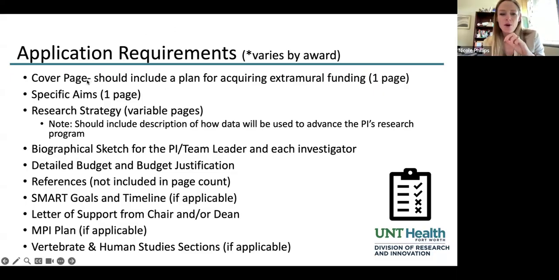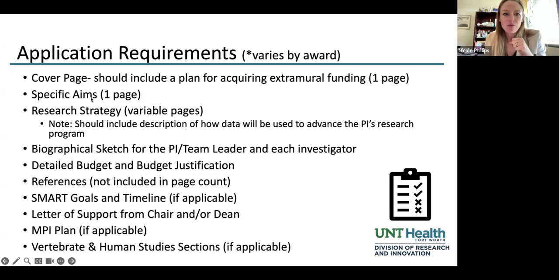Most of them require a cover page, which should include your plan for acquiring extramural funding. So you'll hear this as a recurring theme throughout the presentation. And as we go into look at the website itself, a really clear vision for where this research will go with respect both to the next steps in your science, as well as where specifically you plan to apply to obtain funding for the next steps, is important for the reviewers in the review process.